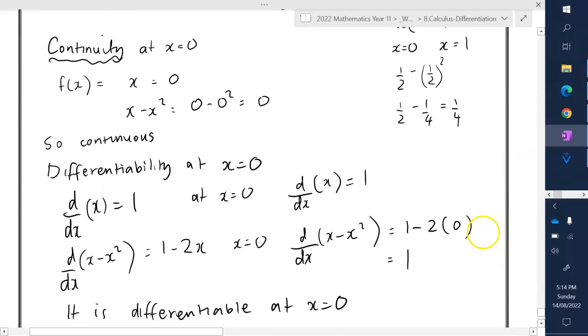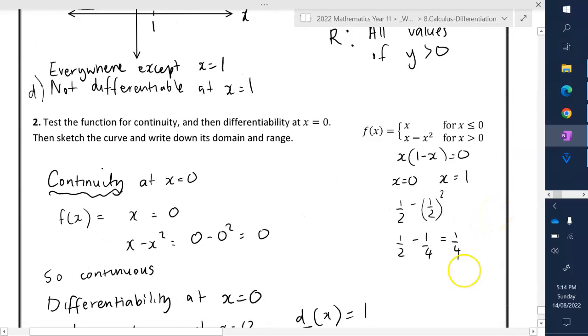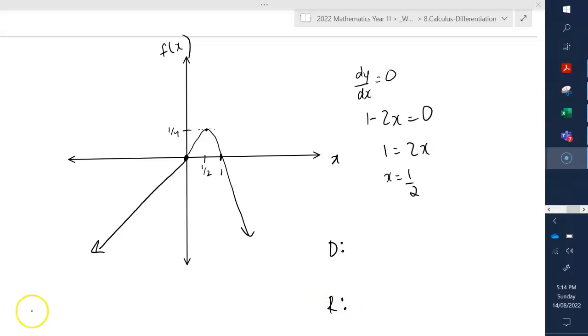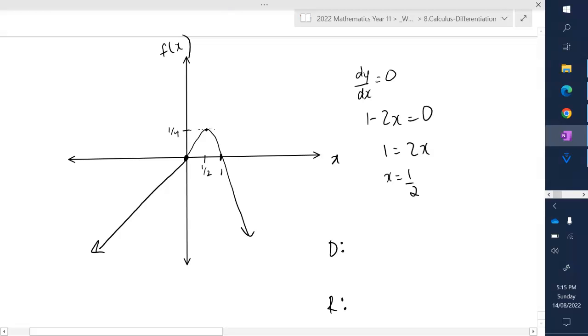Now, have we answered our question yet? I don't think so. It wanted us to also write down the domain and the range. So let's do that now. Remembering the domain is the x values, have a look along here and see what happens to our graph. We've got values of x possible for all of our graphs, so we're going to say our domain is all real x.